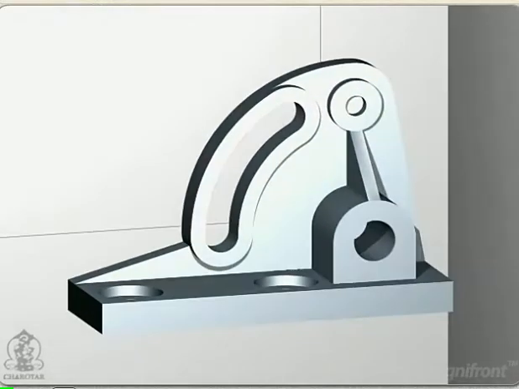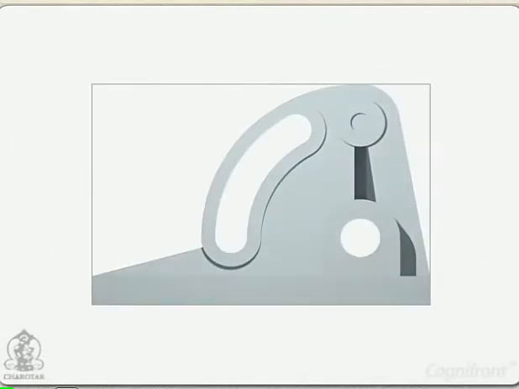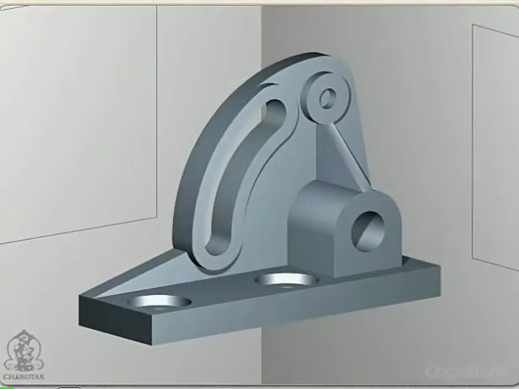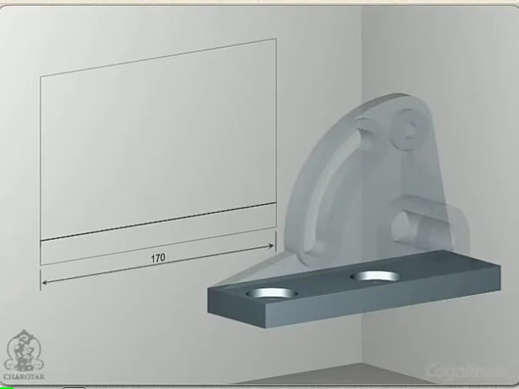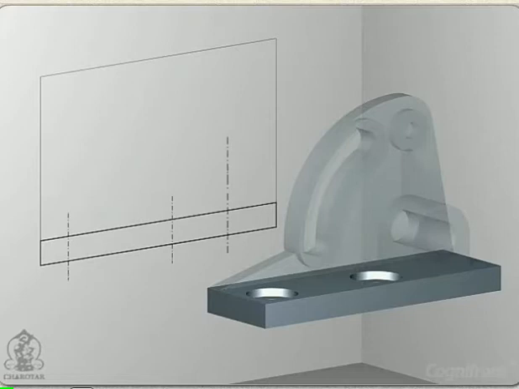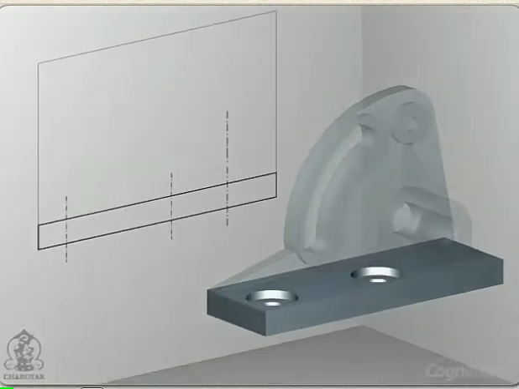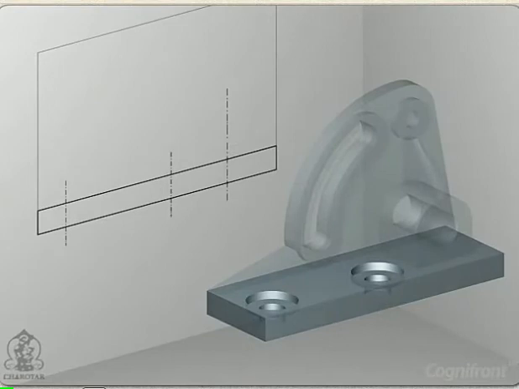Now let us start with the front view, and we will first draw the rectangle for the base plate, 170 mm by 15 mm. Then draw 3 vertical center lines at a distance of 20 mm, 75 mm and 40 mm from the left side. As next step, we will project spot face holes.